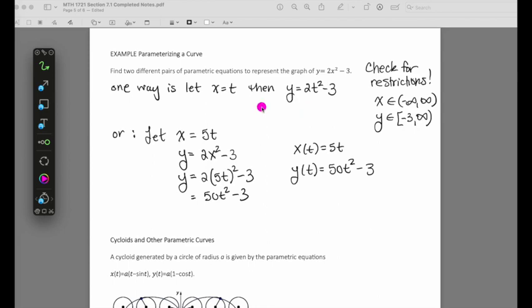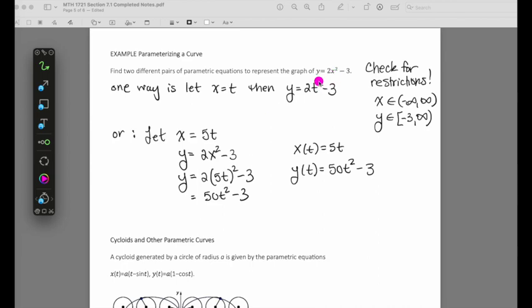But really, you could let X be anything you want as long as the restrictions are aligned. So for example, in this case here, I can plug in anything I want for X. I don't have any restrictions. So the domain for this is all real numbers. So I could let this be anything, and I'm not worried about what I plug in for T.